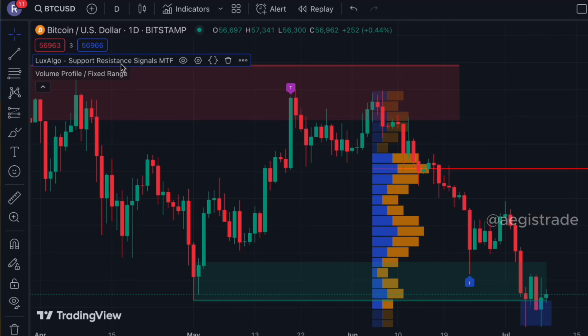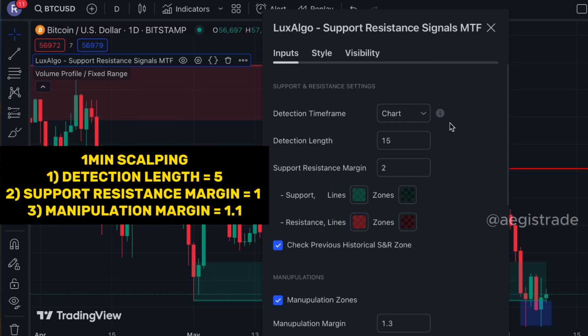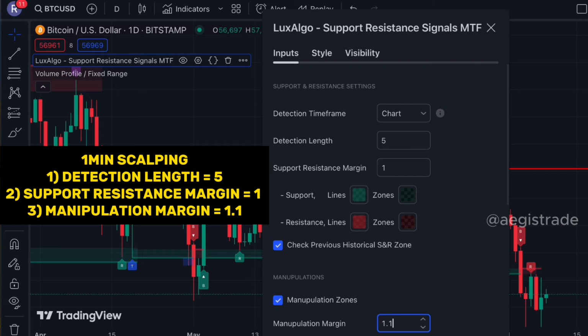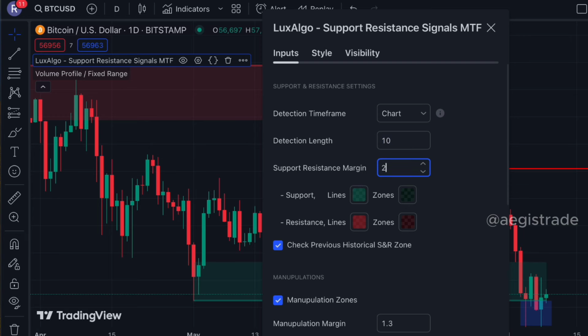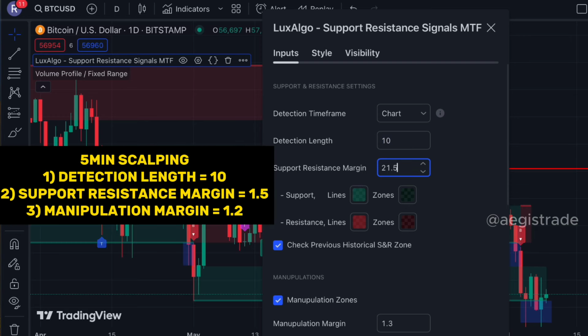Next, we will set our time frame and indicator settings. Basically, for this support and resistance indicator, for 1-minute scalping time frame, set the detection length to 5, support and resistance margin to 1, manipulation margin to 1.1. While for 5-minute scalping time frame, set the detection length to 10.